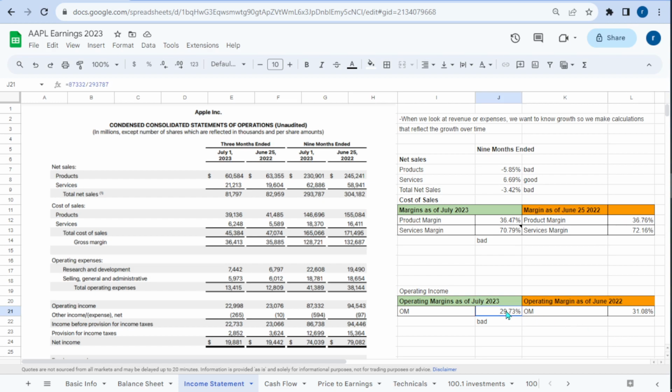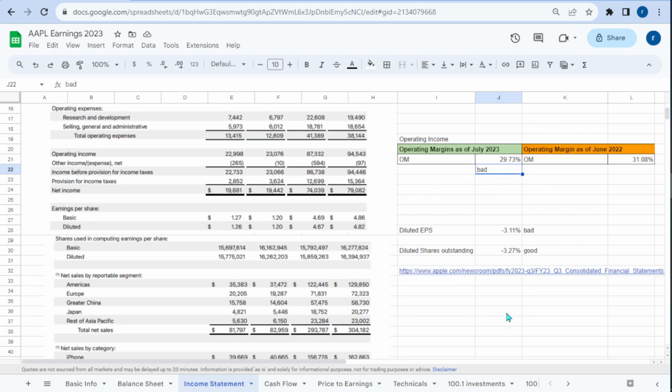Remember, this is saying that about 30 cents of every $1 of sales is being retained. Right here, 31 cents of every $1 of sales is being retained. So obviously, you would want more operating margin. That would be a good thing. But here it's actually going down a little bit. So that's a bad thing. But it's not down by a massive amount. So nothing crazy to worry about.